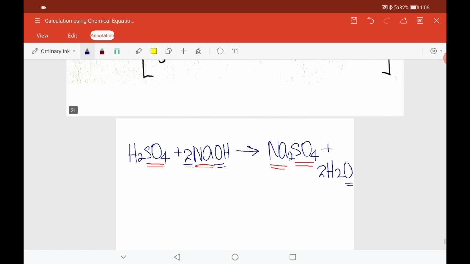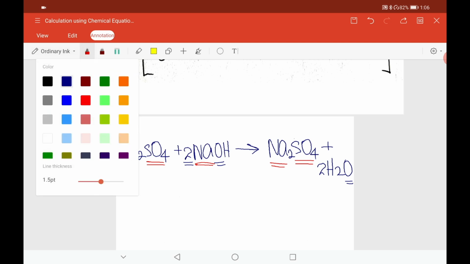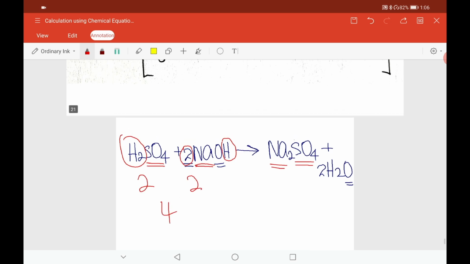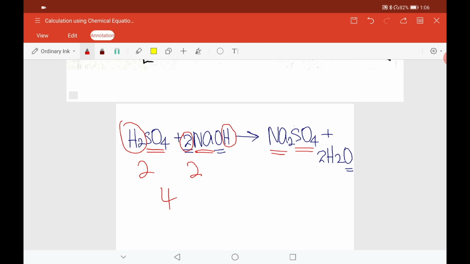Lastly, the hydrogen. How much hydrogen do we have now? Here the hydrogen has 2. Here the hydrogen is multiplied by the 2 in front, so 2 times 2 is 4. On the right hand side, the hydrogen is 2 times 2, 4. So everything is balanced now. Okay, so now we already have a balanced chemical equation.